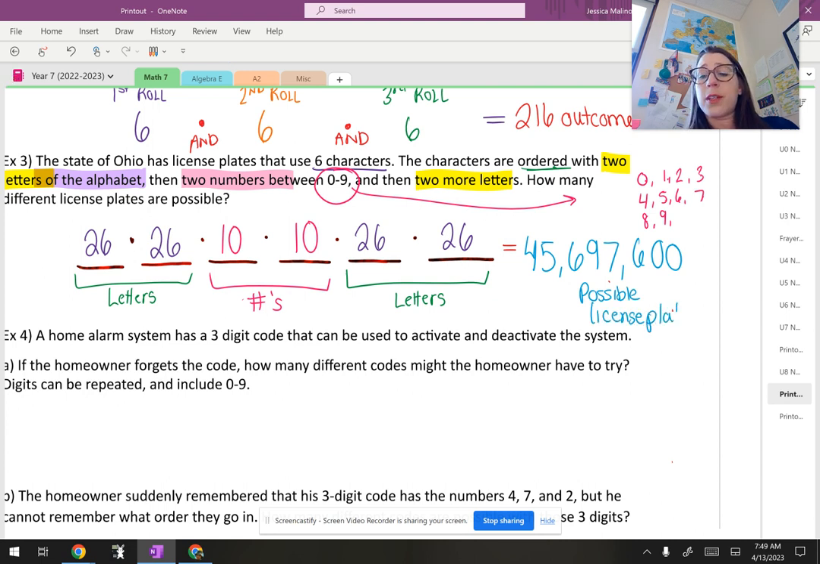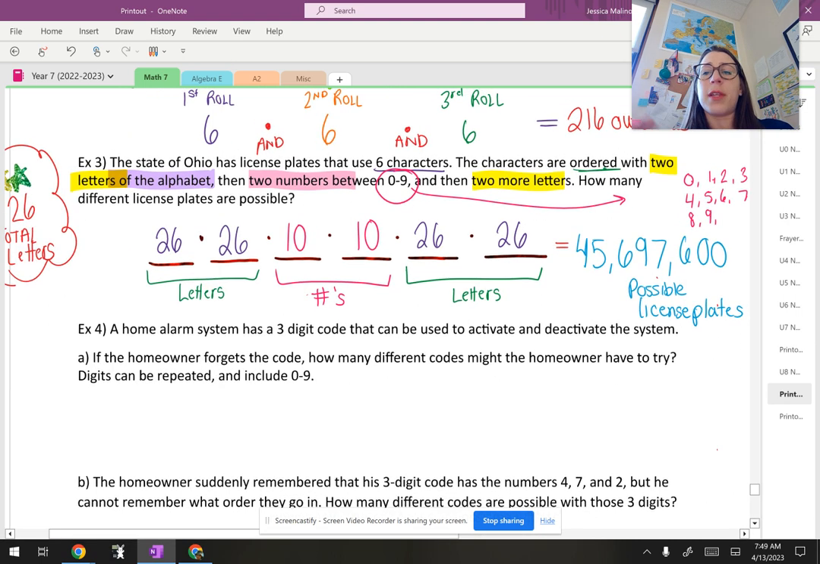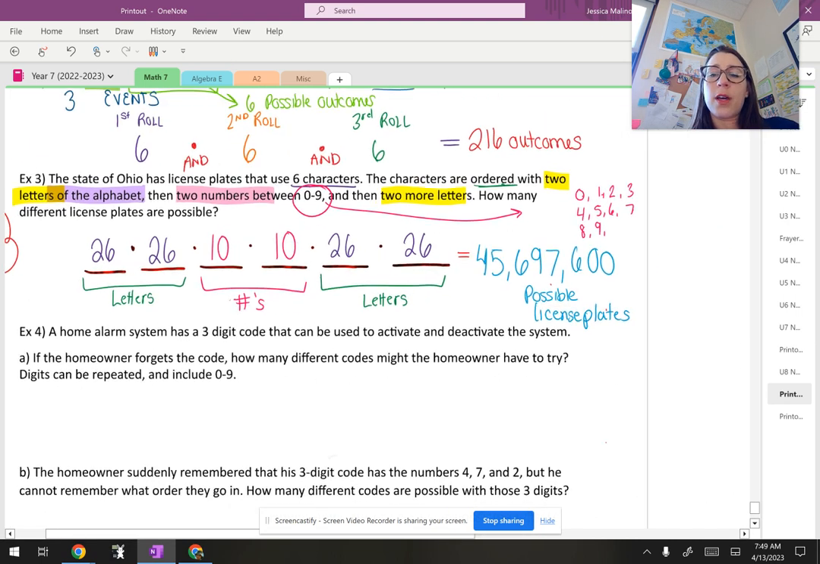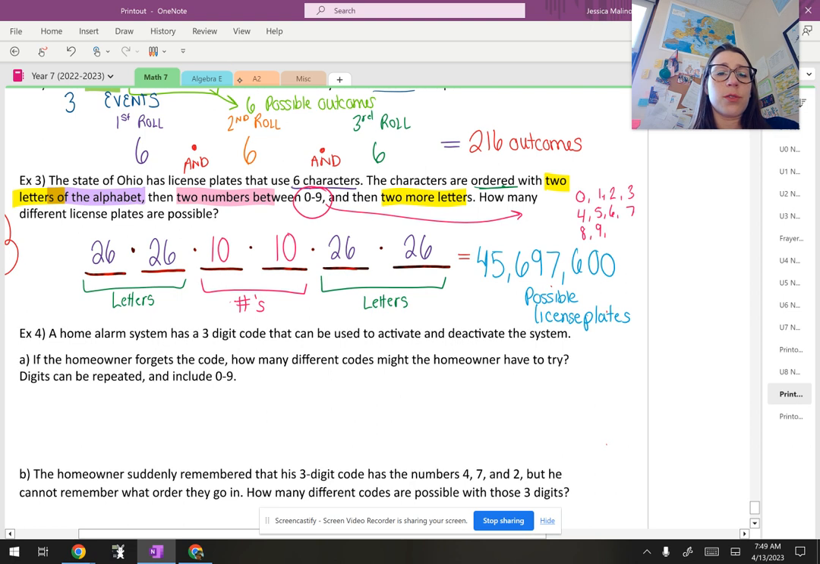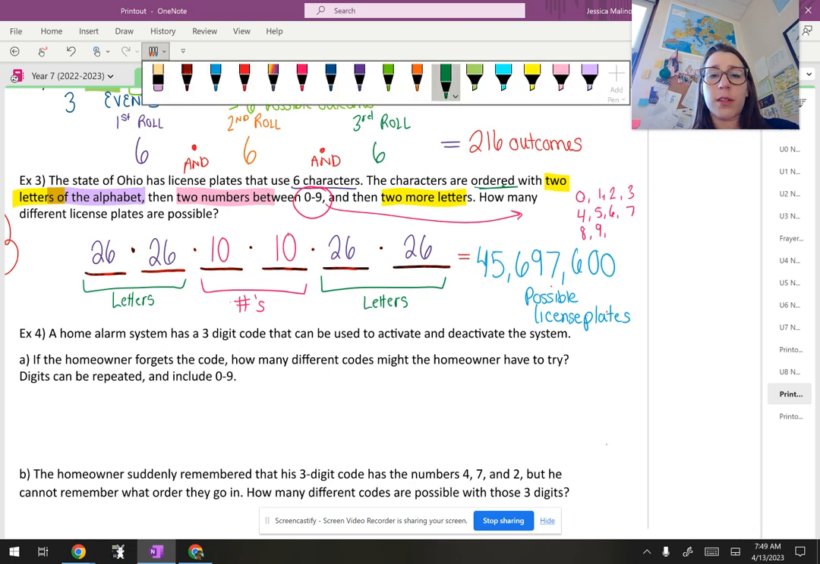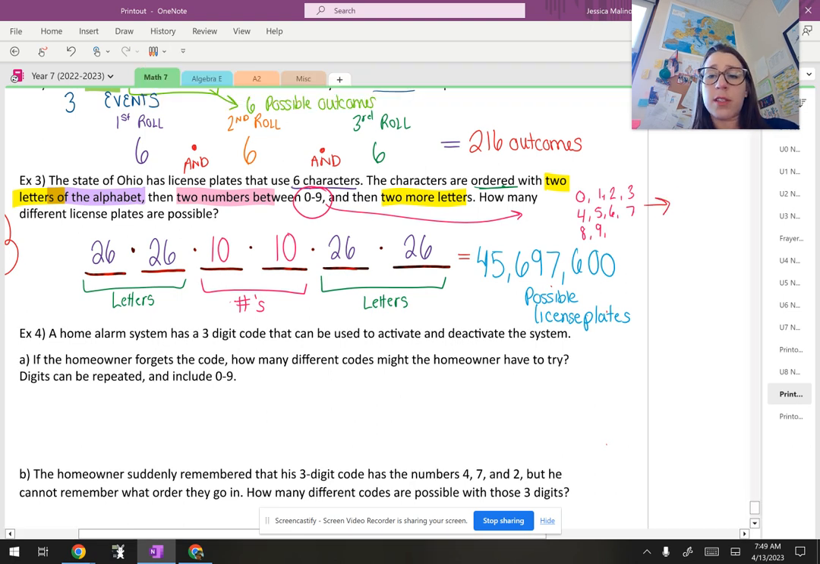Which makes sense because there's quite a few people in the state of Ohio, so there has to be that many possible outcomes. And I just wanted to kind of solidify this, that this is 10 options.